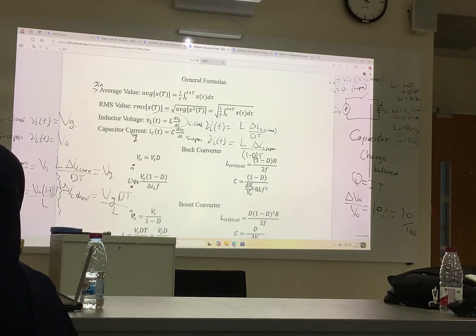But in this case, shouldn't VO be negative? VO has a negative value, that is correct. But I'm talking about delta IL. It's always going to be a positive value. So if you want to be very precise, you could add absolute value. Yes?